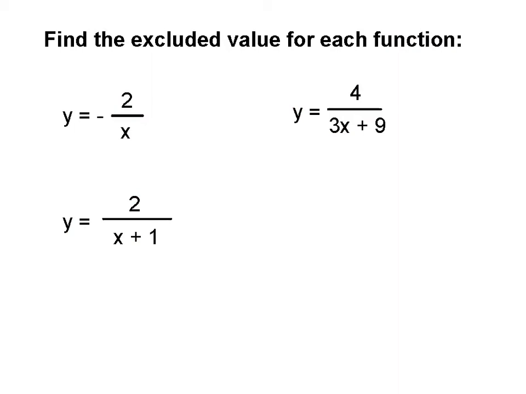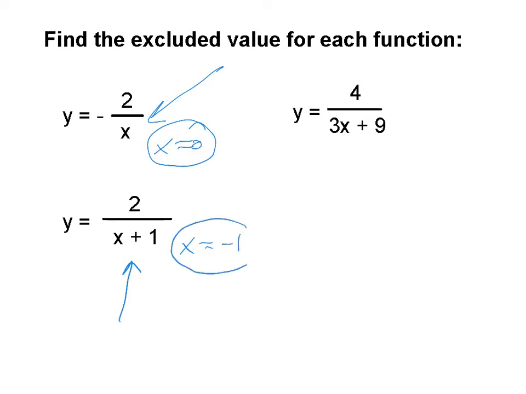So can you find the excluded value for each of these functions? Take a look. We can't have this denominator be 0. So the excluded value is x equals 0. This one's going to be a little different though. Notice we have x plus 1 there, so we can't have that denominator be 0. So our excluded value for this one would be x equals negative 1, because if you put a negative 1 right there, we'd get 0 for our denominator, which you can't do, okay?